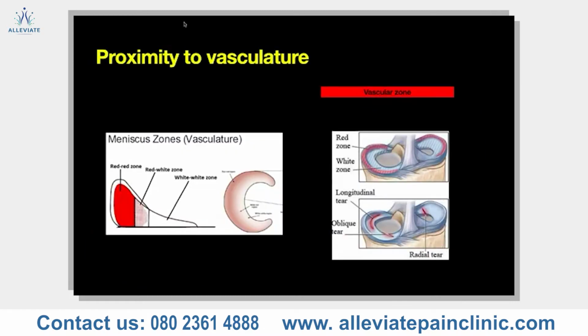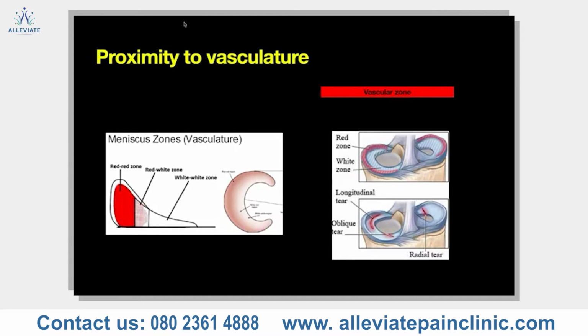So we need to know about the vascularity of the meniscus. The meniscus is almost circumferentially fixed to the capsule, so the blood supply arises from the capsule. There are three zones for the meniscus. The red zone is the most vascular part. The next zone is the red-white zone, which is zone 2. And zone 3 is the white-white zone, which is the least vascularized.